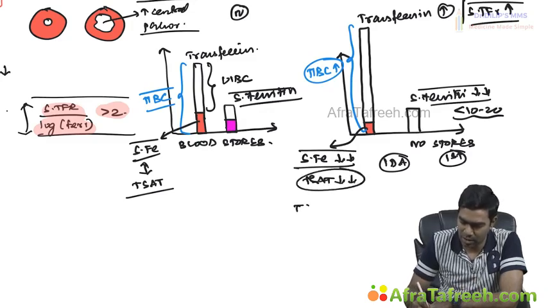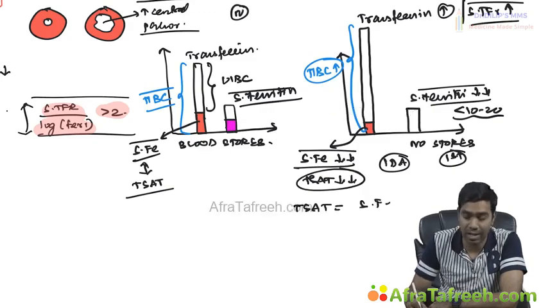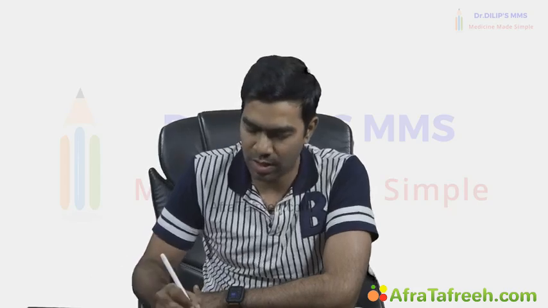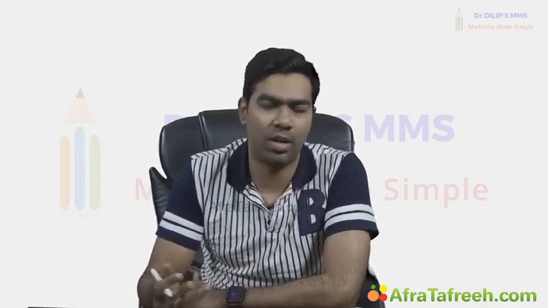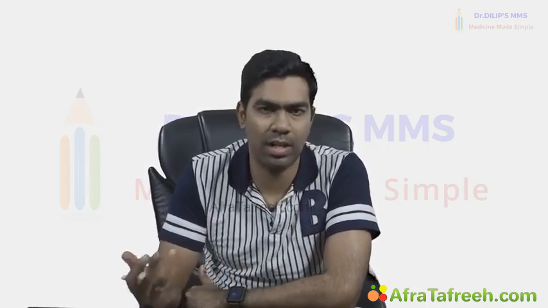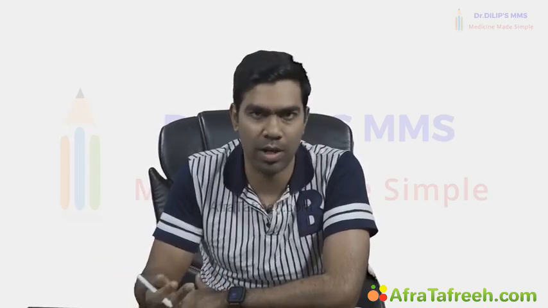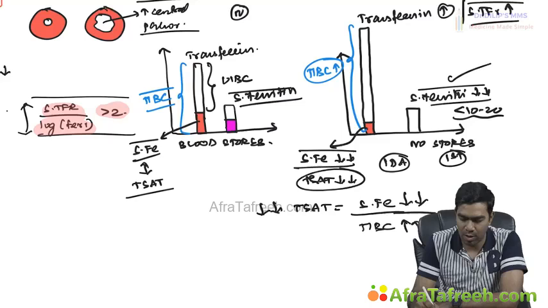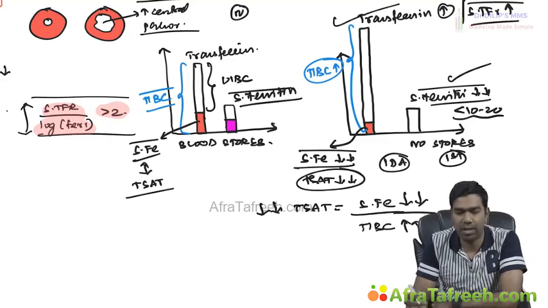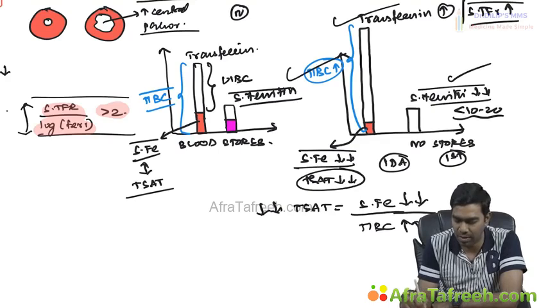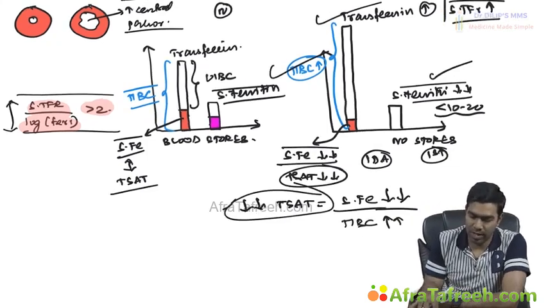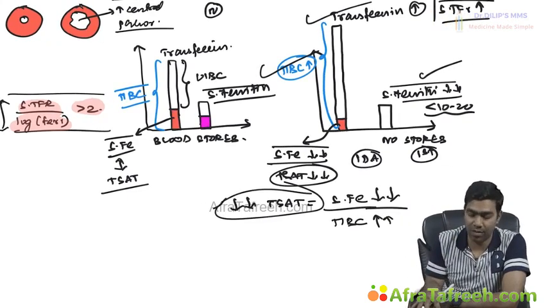Transferrin saturation, as I told you, the formula is serum iron divided by TIBC. Here the serum iron is low and the TIBC is very, very high, so the TSAT will become very, very low, less than 20, even less than 10% we have seen. In general, less than 20% TSAT is considered very low in real life. So the findings are undetectable ferritin, elevated transferrin receptor, very high TIBC, and very low transferrin saturation and serum iron. These are the findings you see in classic iron deficiency anemia.